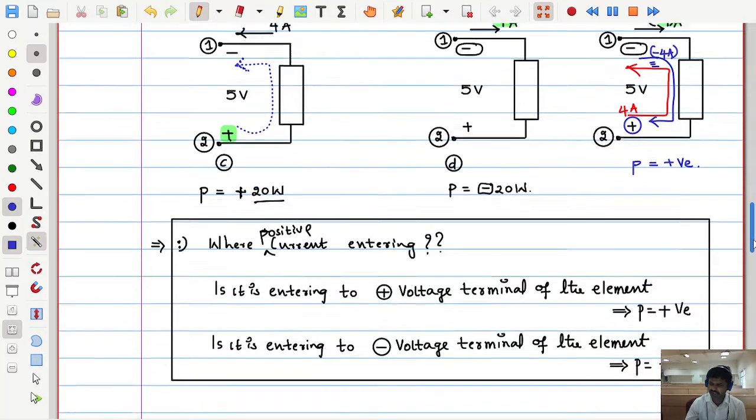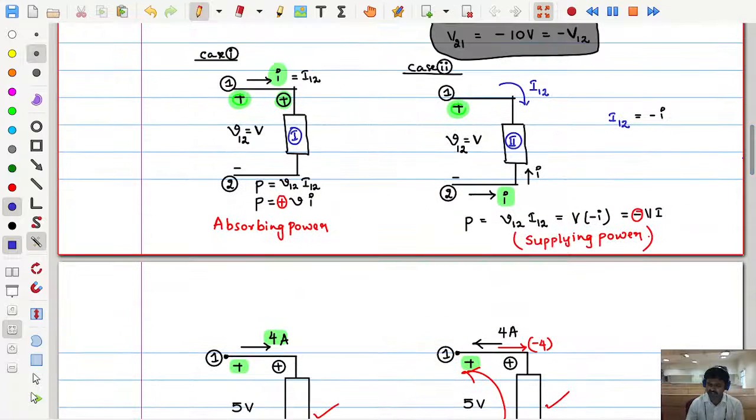So this is all about the conventions of voltage, current and power. These three are very important. I request everyone to spend a good amount of time on this to get 100% clarity on the current direction, voltage polarity, and power sign convention. These three are very important.